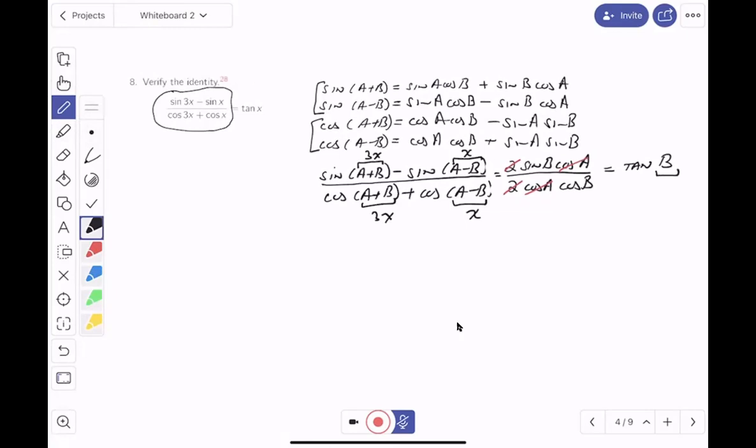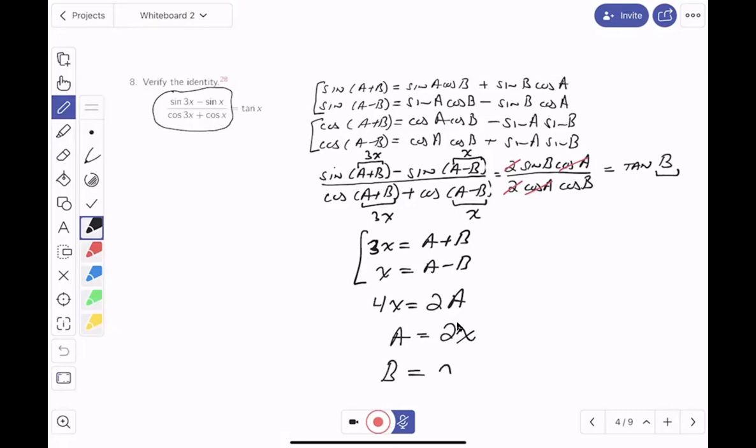All right, let me write this down for you. 3x equals a plus b, and a minus b is just simply x. I'm going to add these together. 4x equals 2a, which means a is equal to 2x, and b would just equal x. So I think I'm okay here. I think I'm ready to go. I pretty much just verified with all that work that I know what this thing is. It's just simply going to be the tangent of x, which has got the b over there. We just verified this.